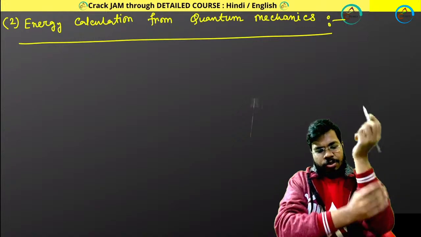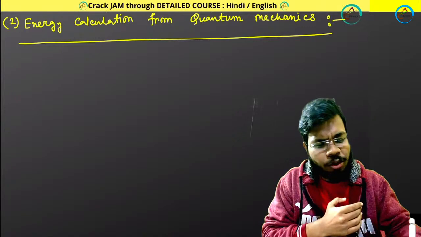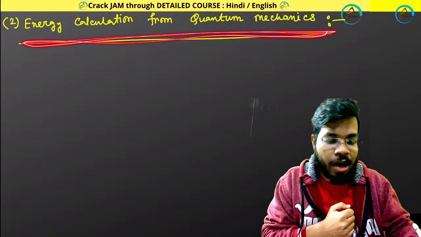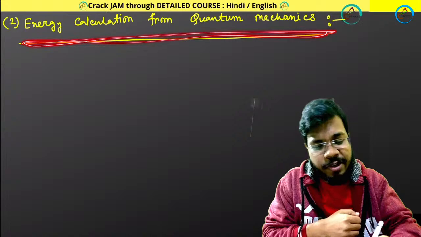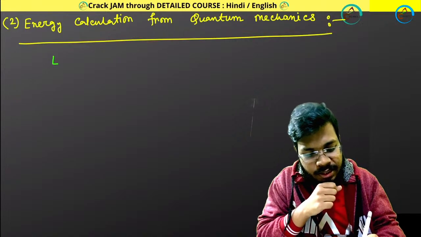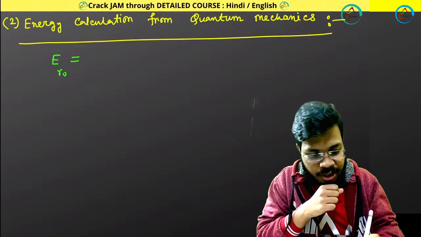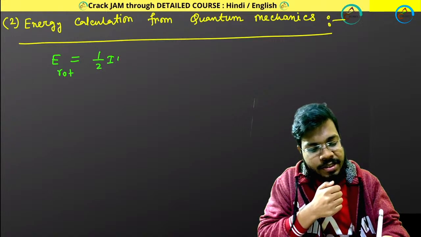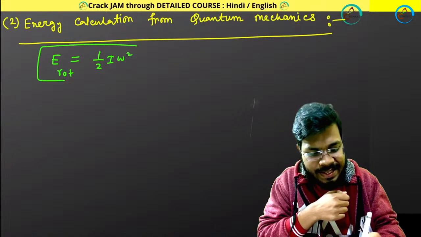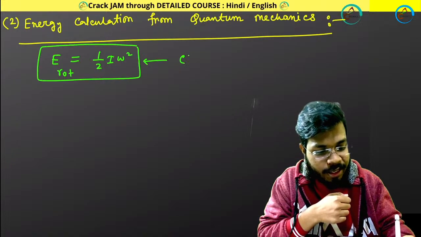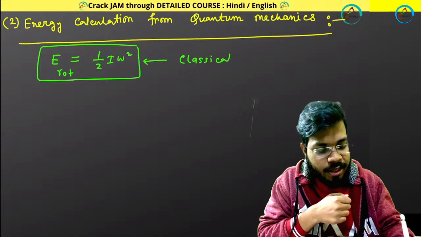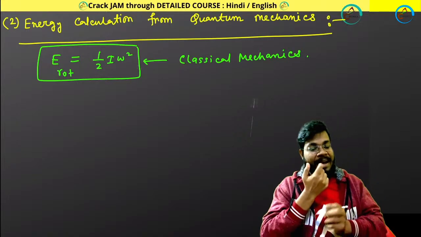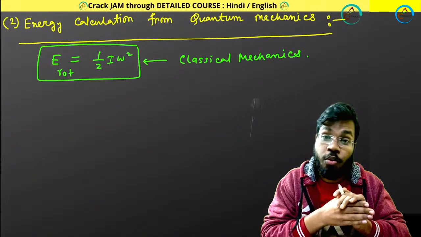So what will be the energy of rotational molecules according to quantum mechanics? Because in the last video I told you that energy E becomes E rotational, that becomes half I omega square, and this value I am getting from classical mechanics. Okay, classical mechanics, right? Yes. And in this video we will be talking about energy value for quantum mechanics.